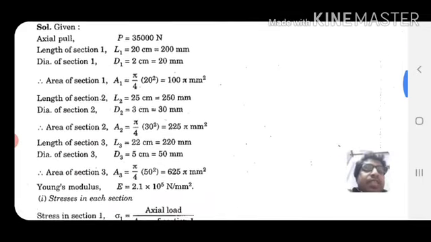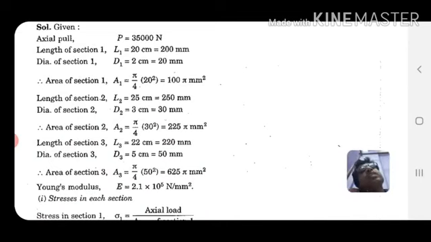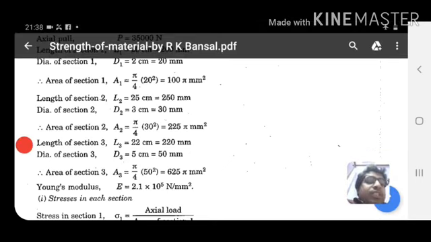Axial pull is equal to 35,000 Newton. Length of section 1, L1, is equal to 20 centimeter or 200 millimeter. Diameter of section 1, D1, is equal to 2 centimeter, that is 20 millimeter. Area of section 1, A1, is equal to pi by 4 into 20 square, that is equal to 100 pi millimeter square.